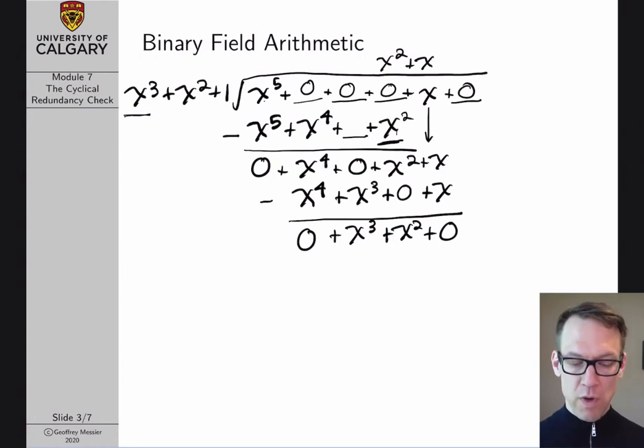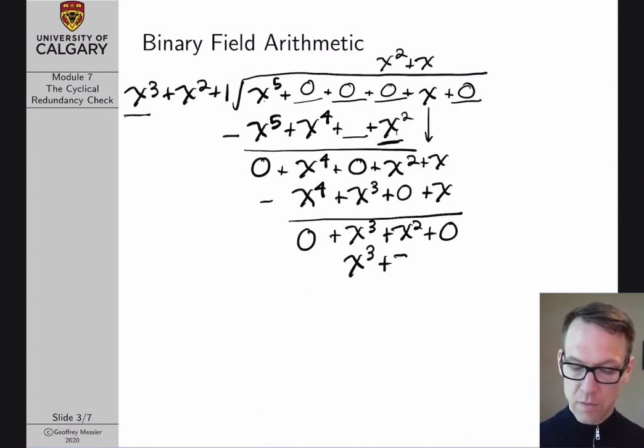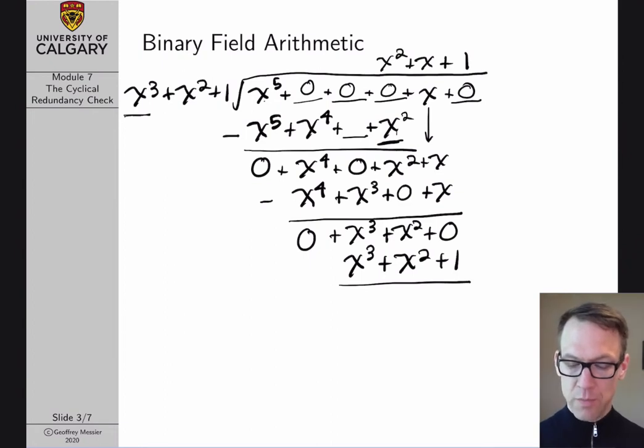Then we repeat. We want our divisor to line up with the highest order term in what we have left over here. In this case, our divisor is already x cubed, which matches the highest order term in our leftover result of our subtraction. And so we don't need to multiply it by anything. We can just write it. Basically, we multiplied our divisor by 1, so we're going to record that up here. And then we do our subtraction. x cubed minus x cubed is 0, x squared minus x squared is 0. 0 minus 1 is negative 1, but mod 2, that's the same thing as positive 1.